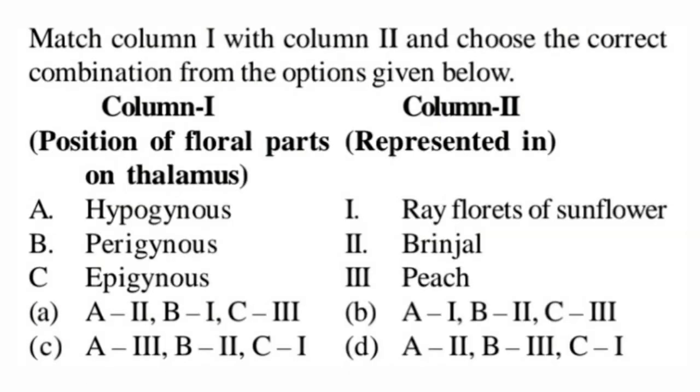Let us go to the next question and the last question of this session. Match column 1 with column 2 and choose the correct combination from the options given below. So in column 1, the ovary position is given, that is position of floral parts on thalamus is given, and column 2 representation, that is example, are given. So hypogynous, that is nothing but superior ovary, which is normally seen in brinjal. Perigynous, which is seen in peach. Perigynous means half inferior ovary, and epigynous, that is inferior ovary, which is normally seen in the ray florets of sunflower, that is Helianthus flower. So we got the answer for this question, that is option D is correct.